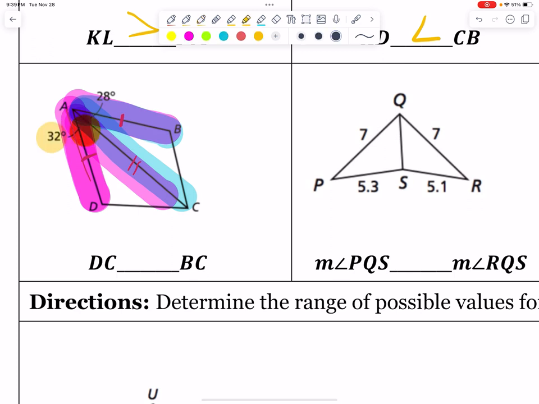Here's an included angle that's 32. Here's an included angle that's 28. So which one is larger? It's usually easier for me to look at the larger amount. The larger one is going to be the 32. So the side that falls across from that, DC, this side right here, must be greater than BC, the side that lies across from this one, because we know that 32 is greater than 28.